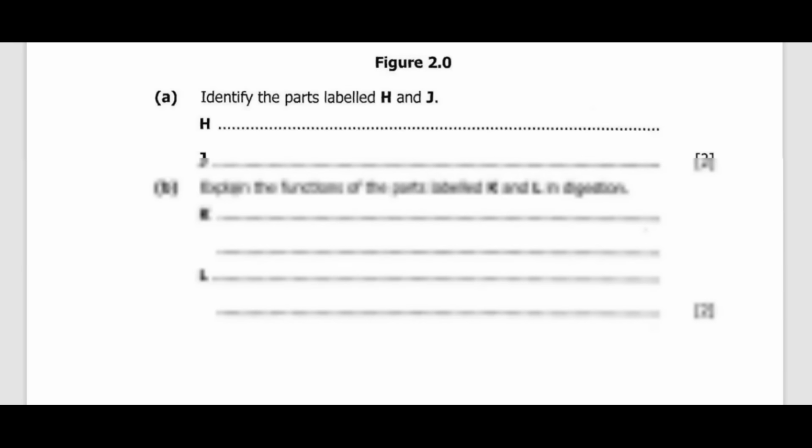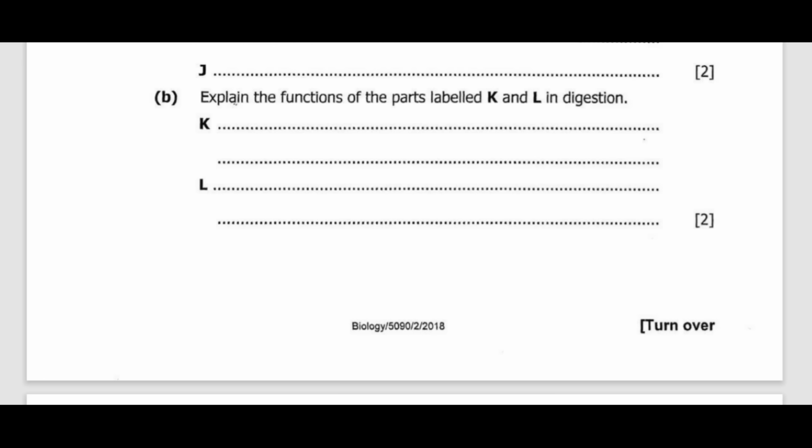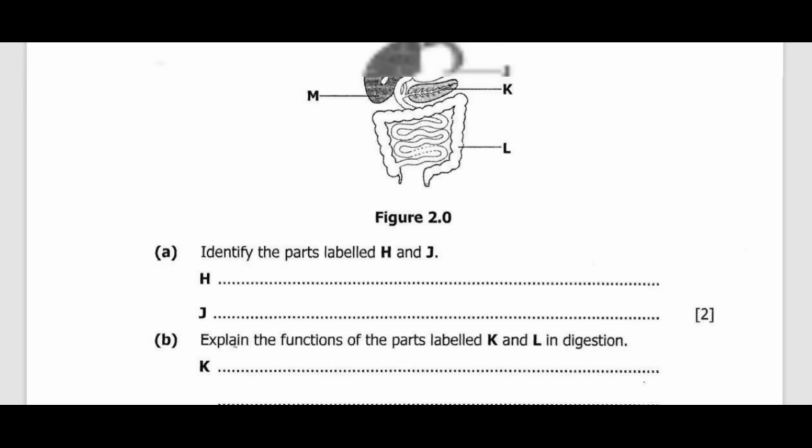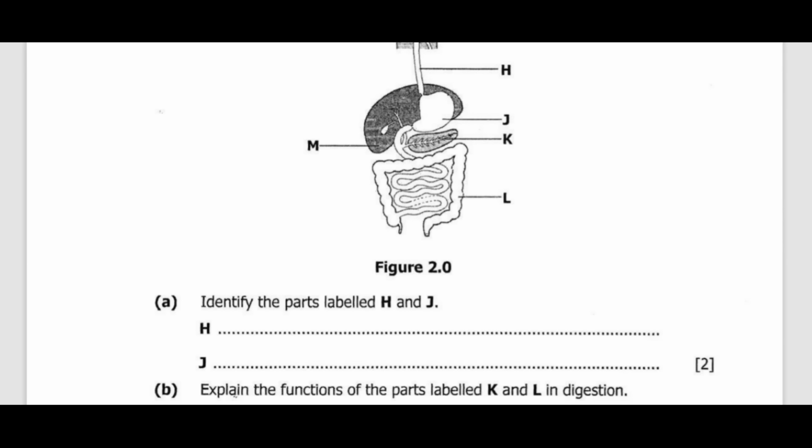The first question is, identify the parts labeled H and J. H, we can see that H is the esophagus, or gullet. Then our J, we have the stomach.